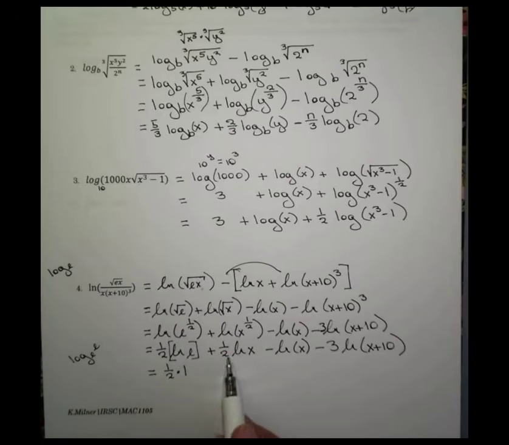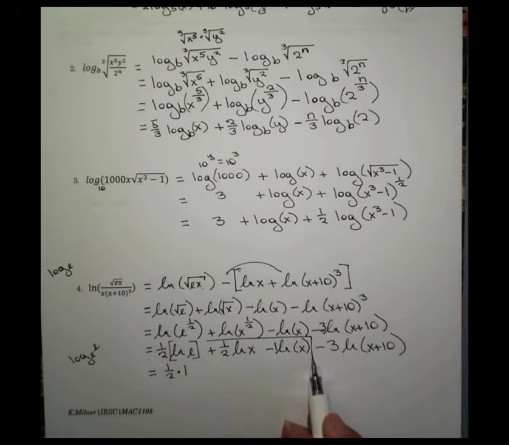What about this one? 1/2 the natural log of x. Well, there's nothing I can do. But wait a second. I also have the natural log of x here. This is minus 1 times the natural log of x. So these are like terms. So I have a positive 1/2 natural log of x. I have a negative 1 natural log of x. When I combine them, I end up with a negative 1/2 times the natural log of x.